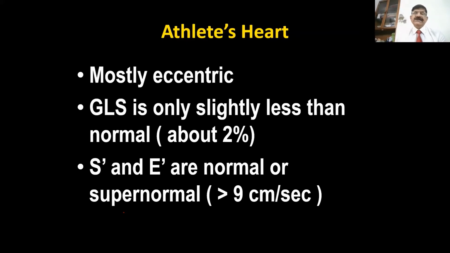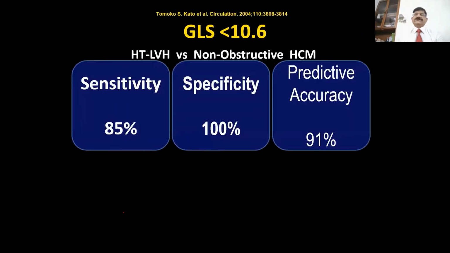And S prime and E prime are normal or supernormal in athlete's heart, while they are markedly reduced in hypertrophic cardiomyopathy and also in amyloidosis. Taking help of Jerome Beck's data, if there is a GLS which is closer to 10% or less, there is a very high sensitivity, specificity, and predictive value for telling that this is hypertrophic cardiomyopathy and not hypertensive left ventricle.